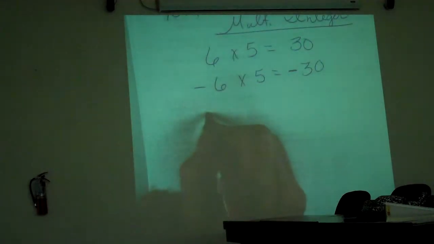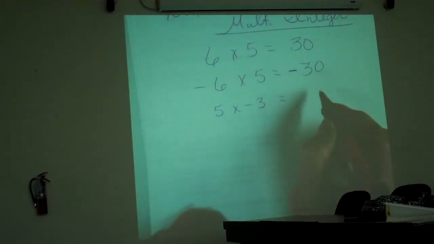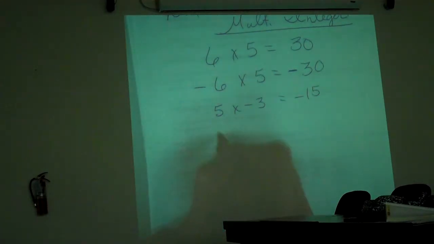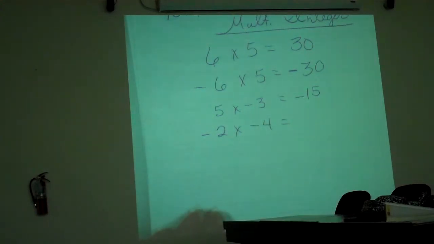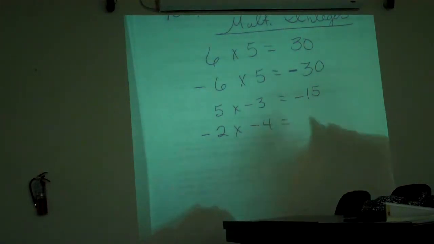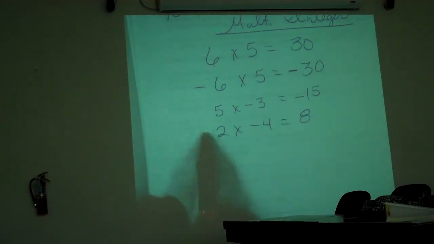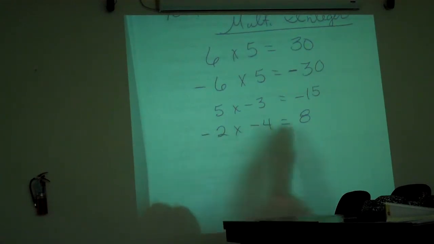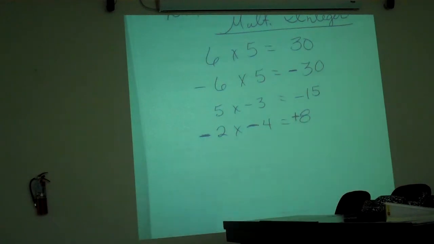So what is 5 times negative 3? Negative 15. What is negative 2 times negative 4? Positive 8. It's just 8. So think about it as if you're multiplying and you have two signs, put those two signs together and make it a positive. Okay? Take that negative and that negative, put them together and make them a positive.